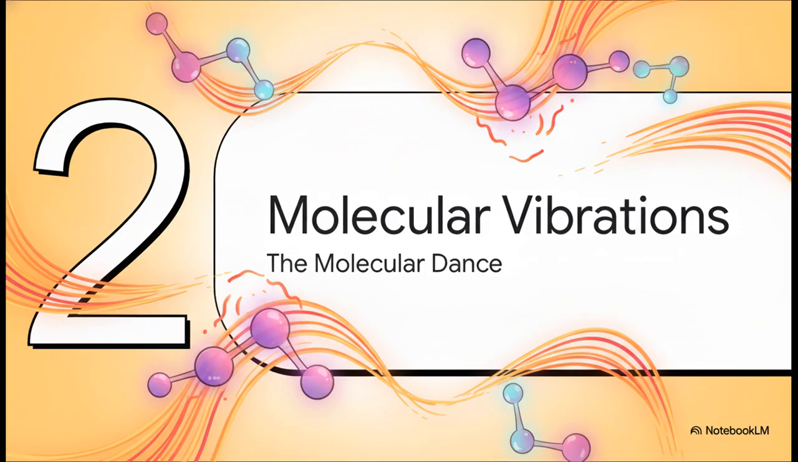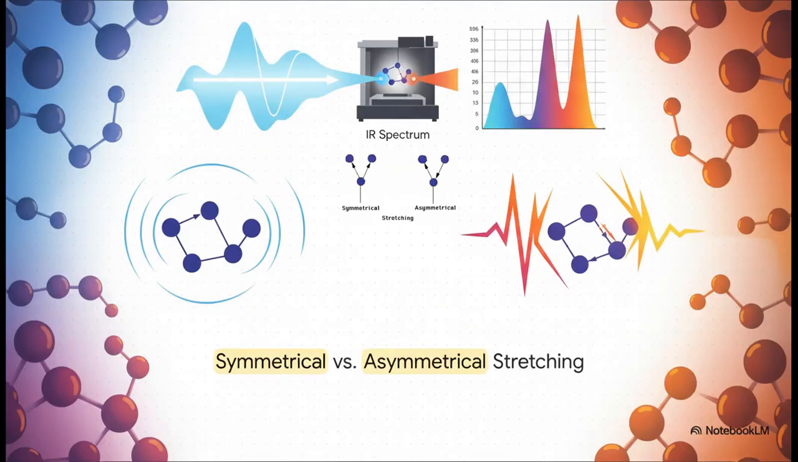Which brings us to section 2, types of molecular vibrations, or what I like to call the molecular dance. Once those absorption criteria are successfully met, the molecules absorb the energy from the infrared light and start vibrating with increased amplitude. They literally start to dance. It's super interesting how this stretching changes the actual bond length between atoms. Our sources show two main types.